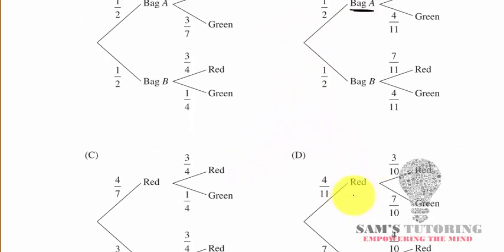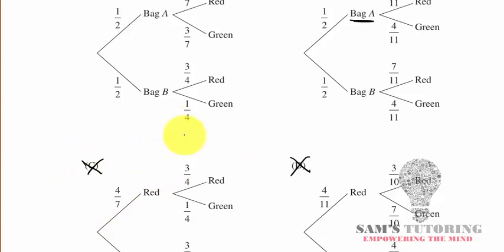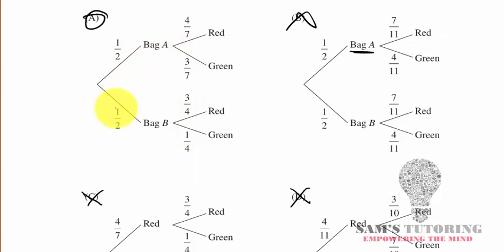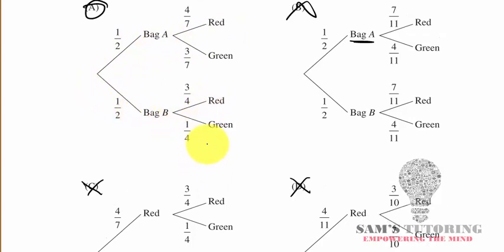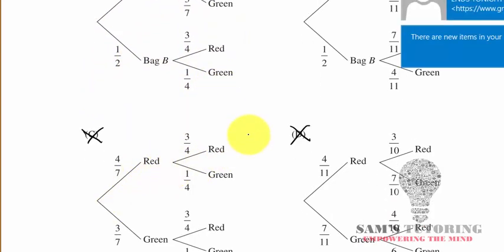Same thing with this one. It doesn't make any sense because you're picking out a red first, and then picking out a red again. You're picking out 2 reds, but you don't want 2 reds. All you want to do is pick out one red. Same thing with this one. So this is a red in this case, or a red in this case, whereas this is a red and a red.